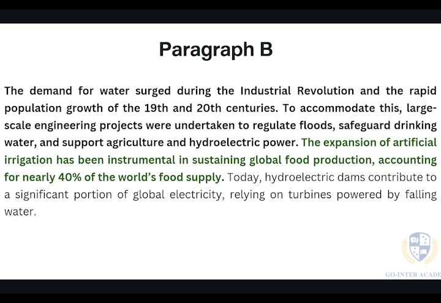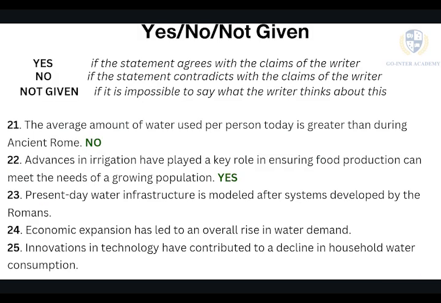The expansion of artificial irrigations has been instrumental in sustaining global food production, accounting for nearly 40% of the world's food supply. So here we see that this completely aligns with the question, even though they use different synonyms, but this statement matches the claim in the passage exactly. So our answer for the second question is yes. Now we go to the third question.